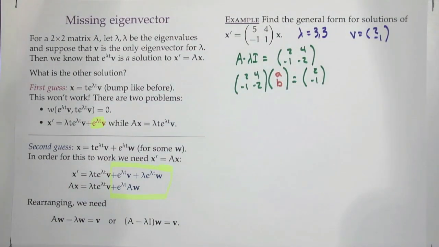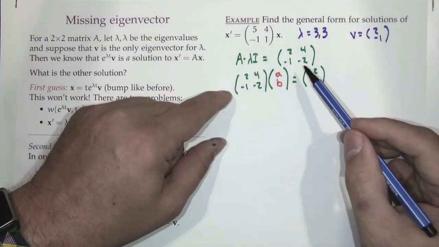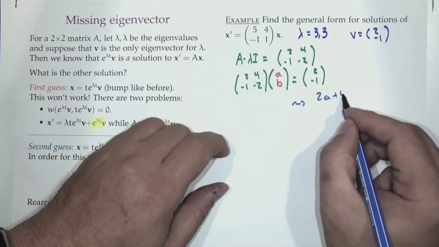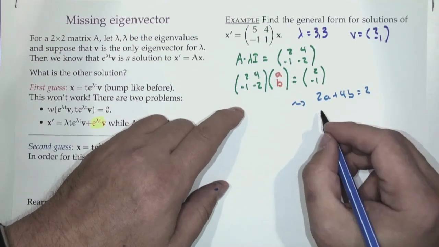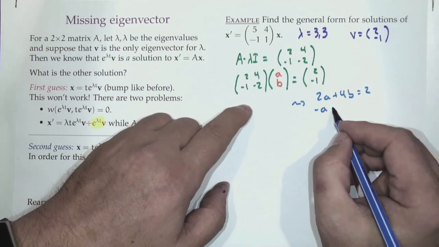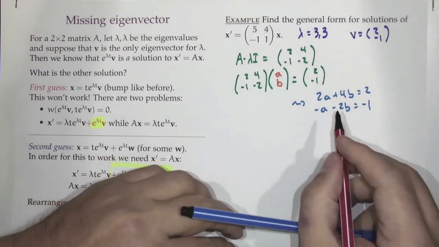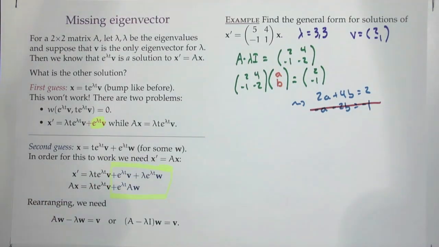So we need 2A plus 4B equals 2. In case you're wondering where I'm seeing that from, I'm just carrying out the multiplication: 2A, 4B. 2A plus 4B equals 2, and minus A minus 2B equals minus 1. You notice anything about these two equations? They're the same, which means there's redundancy, which is not surprising. There should be. So we need a choice for A and B where 2A plus 4B equals 2.